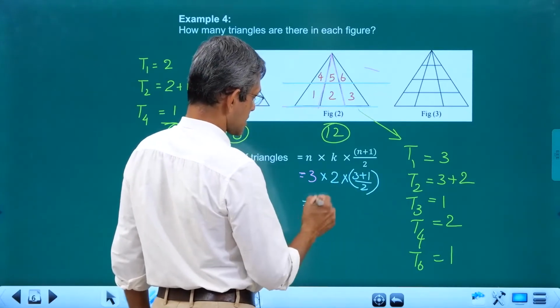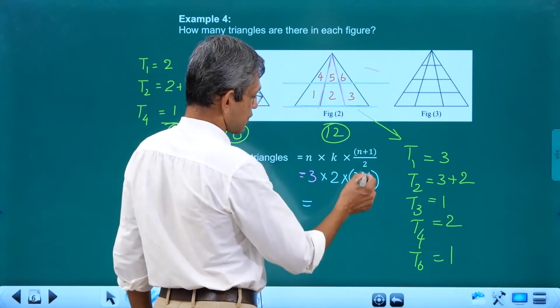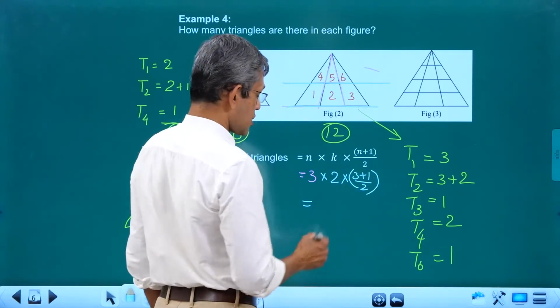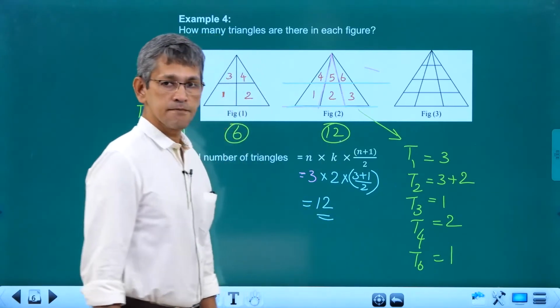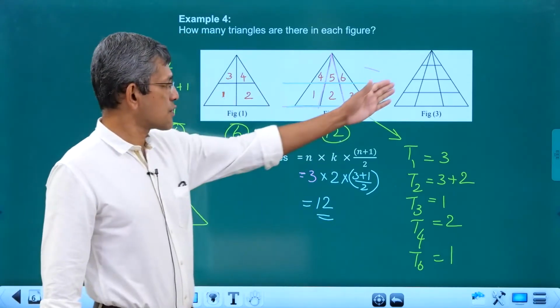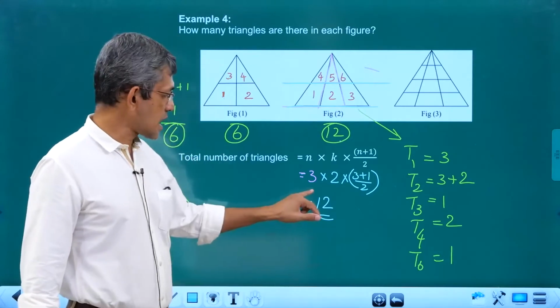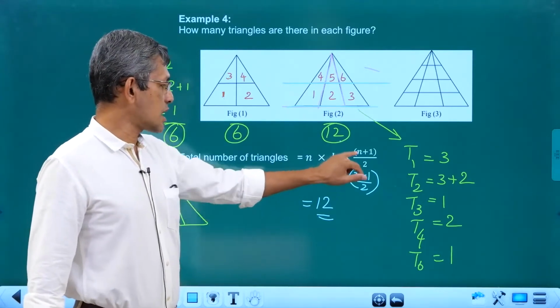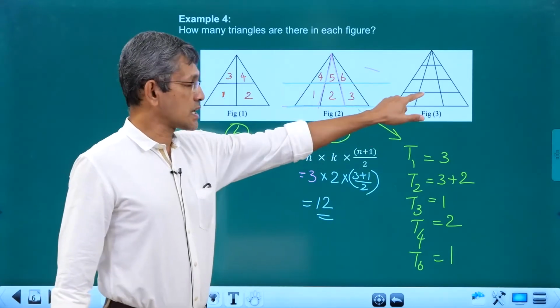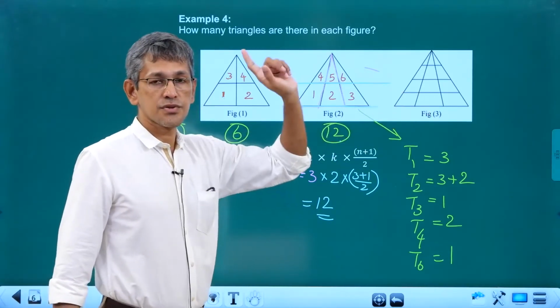So what do you get here? 3 into 2, 6, and 4 by 2 is 2. So 6 into 2, 12. So exact same answer we got here. So that can be used for the other figure as well. Exact same formula. So this is the formula, n into k into n plus 1 by 2, especially if you get a figure shaped like this.